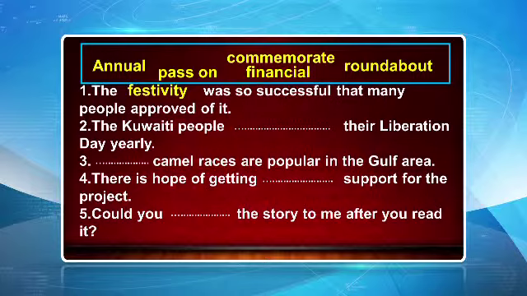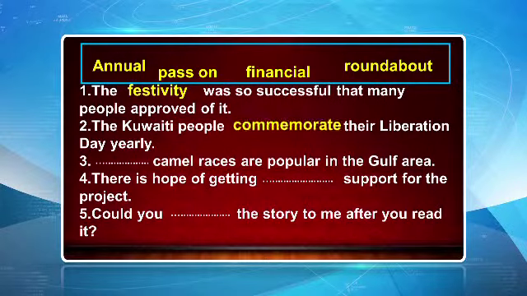Next sentence, the Kuwaiti people blank their Liberation Day yearly. Here we need a verb. We need an action verb. They are doing something. They are commemorating. The Kuwaiti people commemorate their Liberation Day yearly, which means they remember it on a yearly basis. Number 3, blank camel races are popular in the Gulf area. What kind, or what is the correct answer to this question? Annual camel races, which means camel races that happen once every year. That is what annual means.